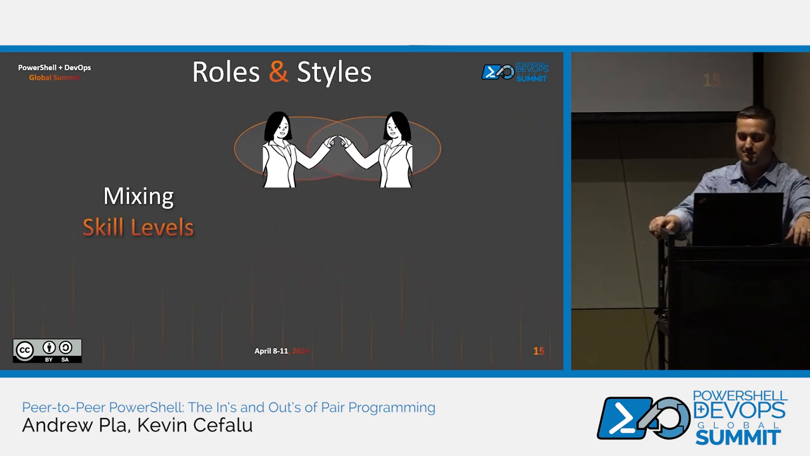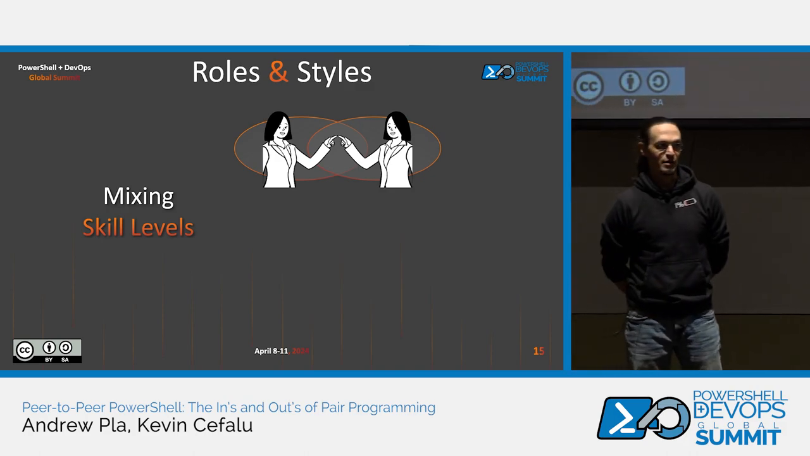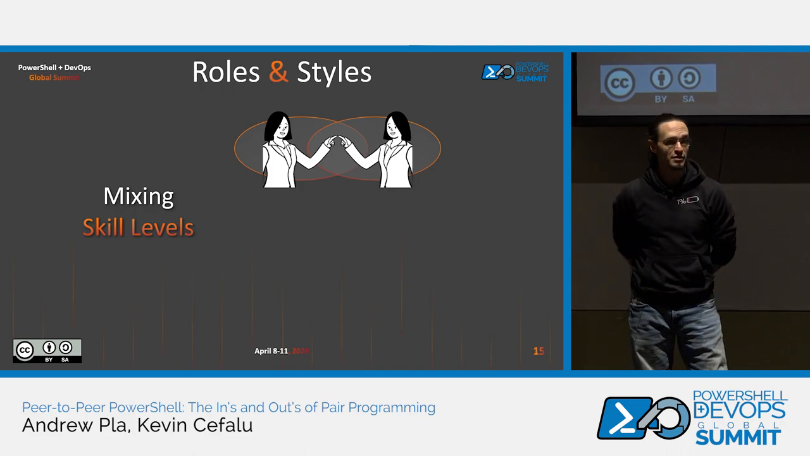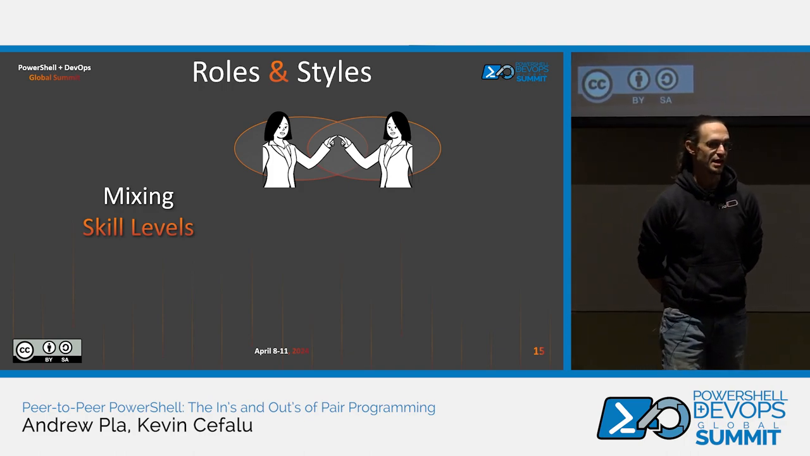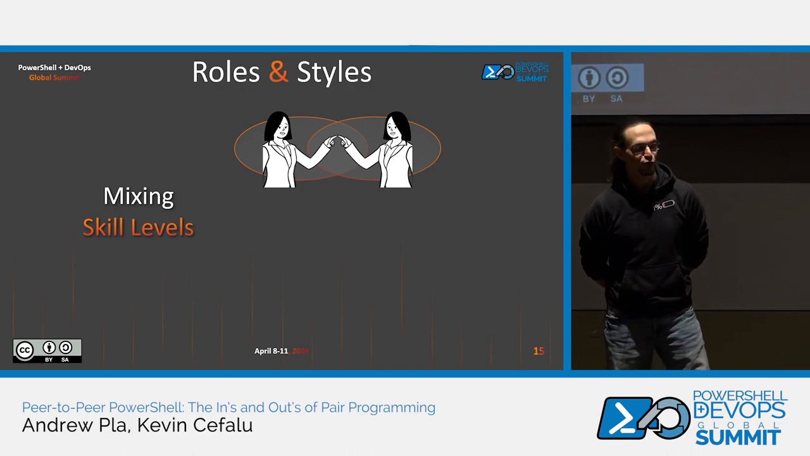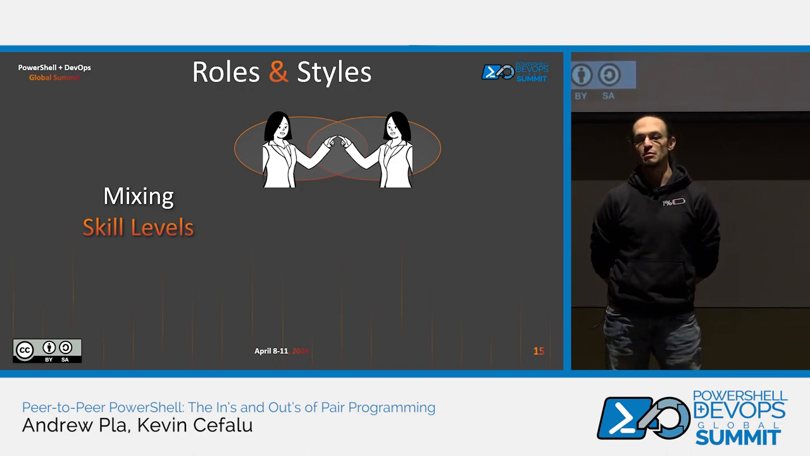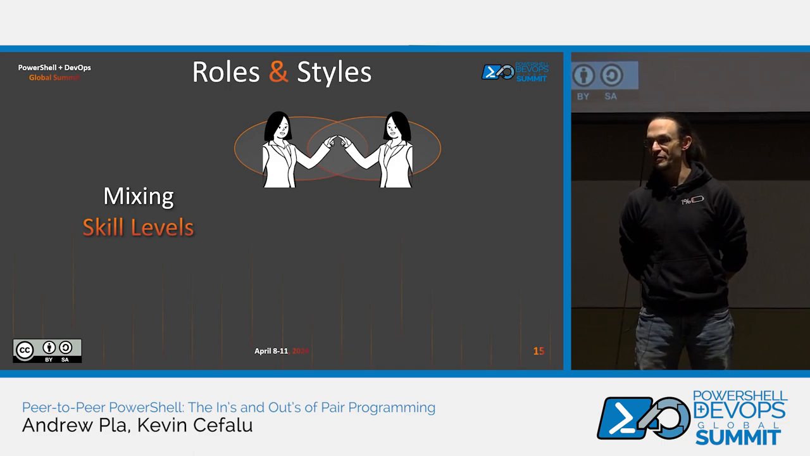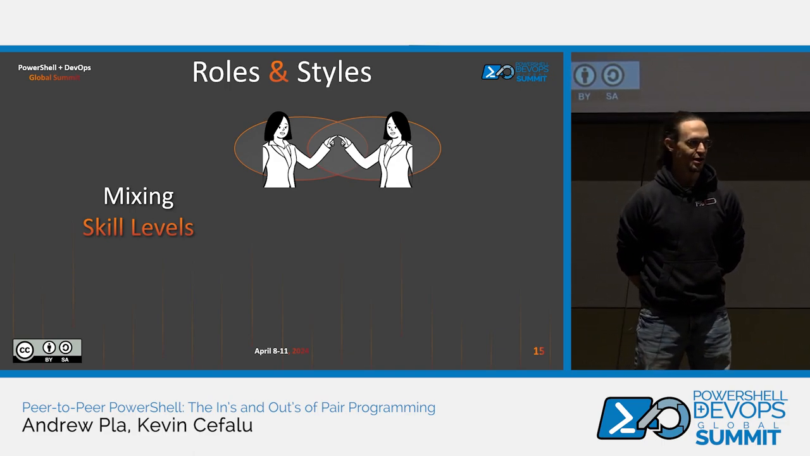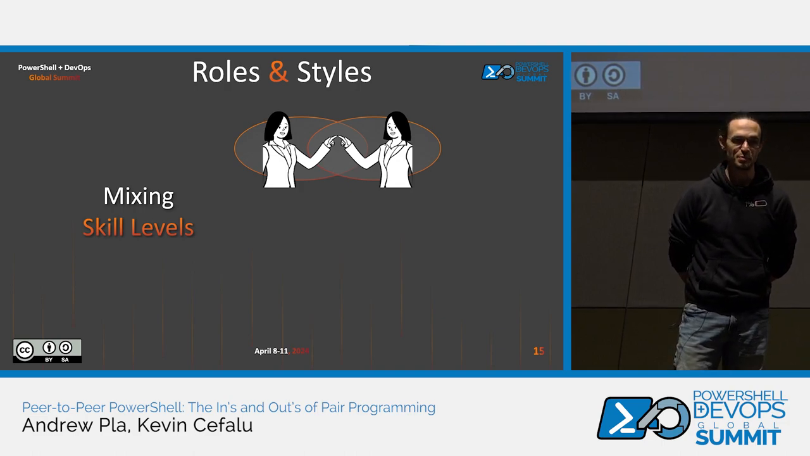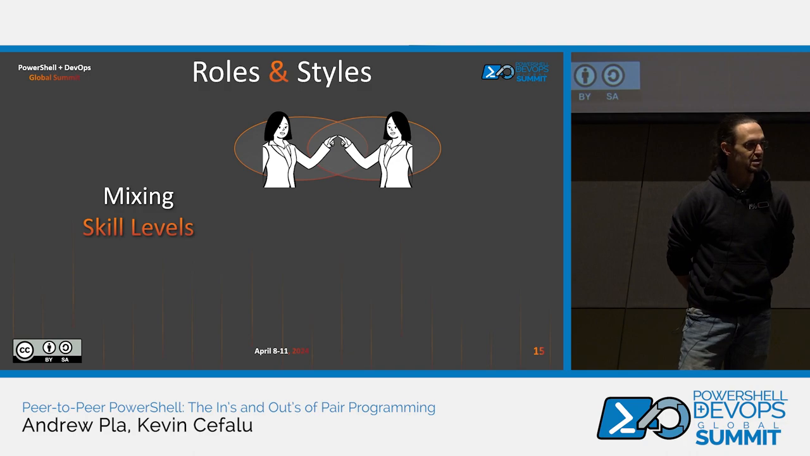There's also mixing skill levels. So this is more of a style, right? We'll start with your two experts pairing together. This is generally something that you see people do for very complex problems, looking for really intricate solutions, pushing the needle on things.